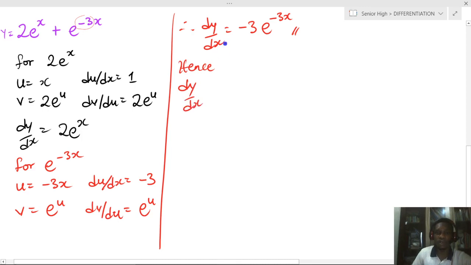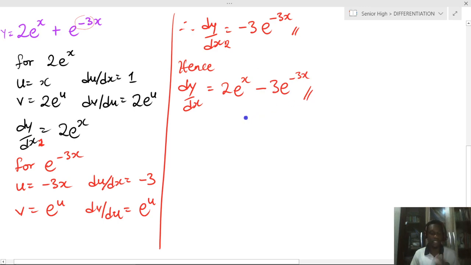Let's call this one dy/dx1 and this one dy/dx2, just put the subscripts together. So dy/dx finally will be adding these two together, and that will be 2 exponential x, and then when you add this one, it is minus 3 exponential minus 3x. So this is the final answer. Now let's take some more questions to do. Let's take some more tough questions.